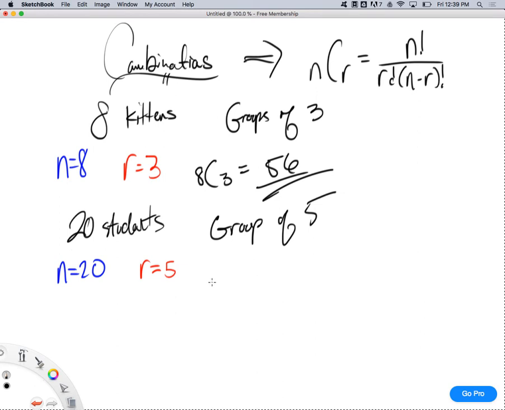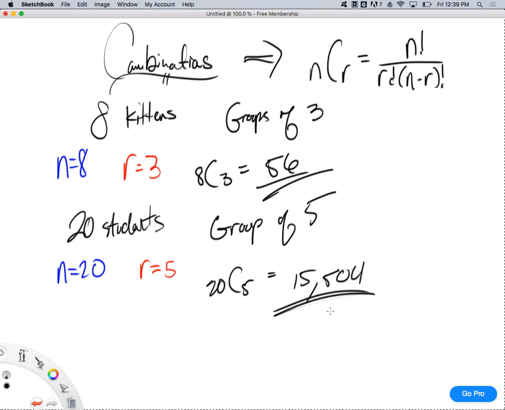So N is 20, R is 5, so we got 20C5, which equals 15,504. Okay? Any questions on this at all? All right.